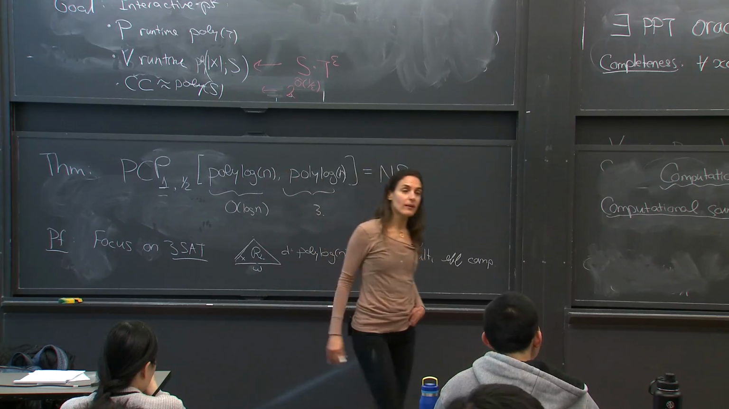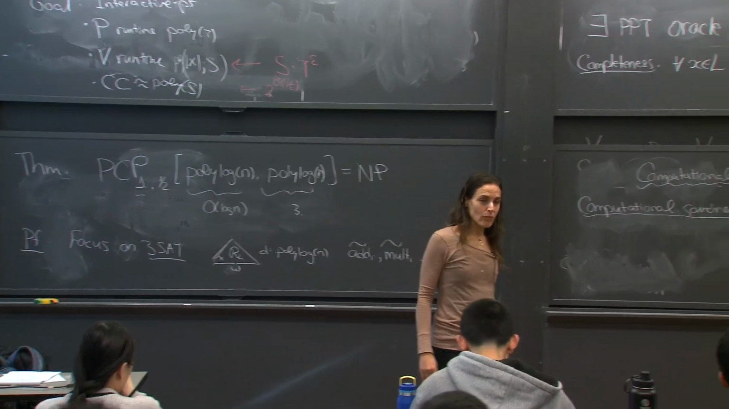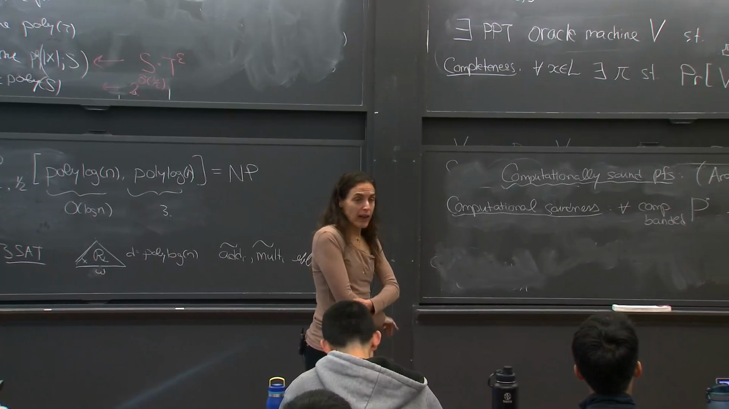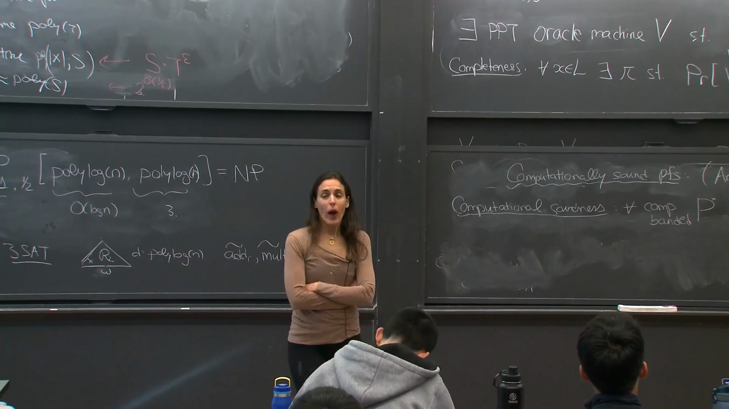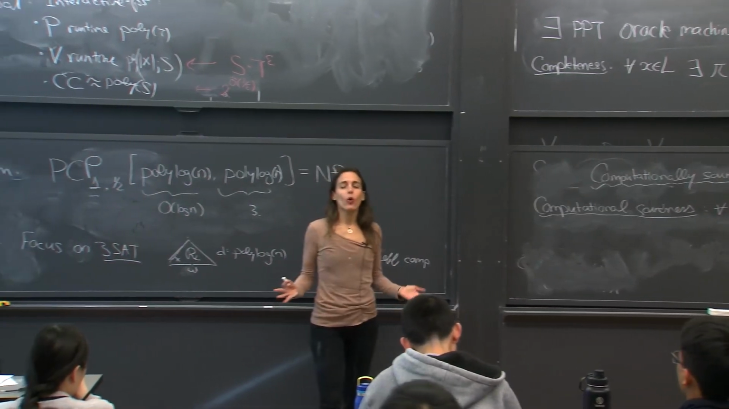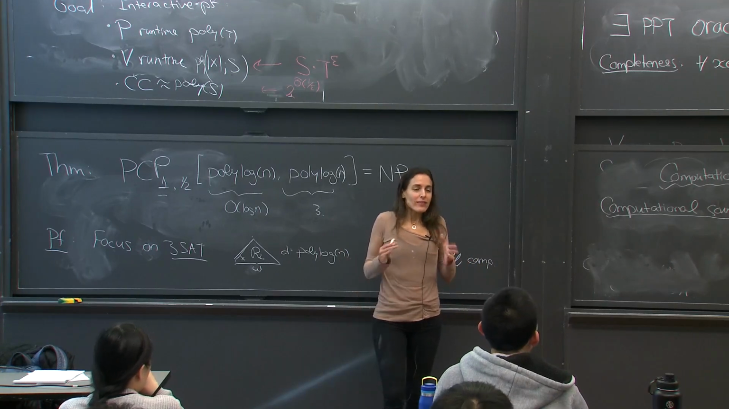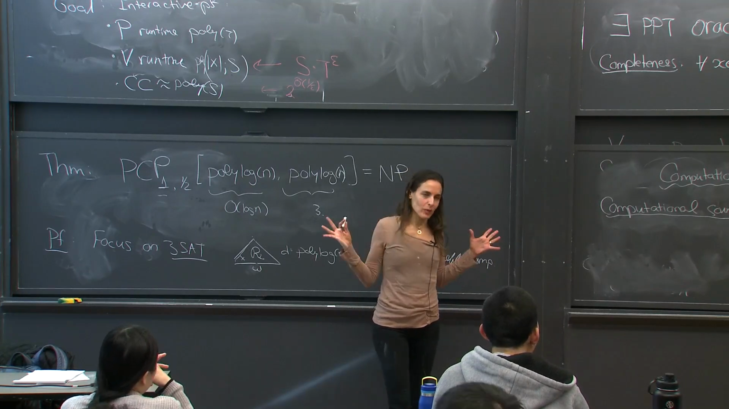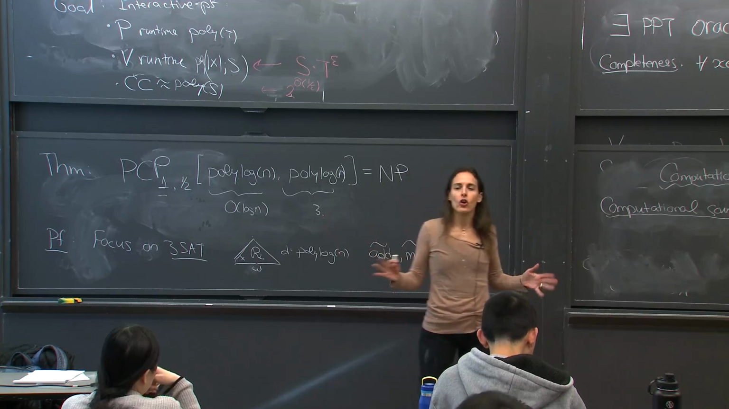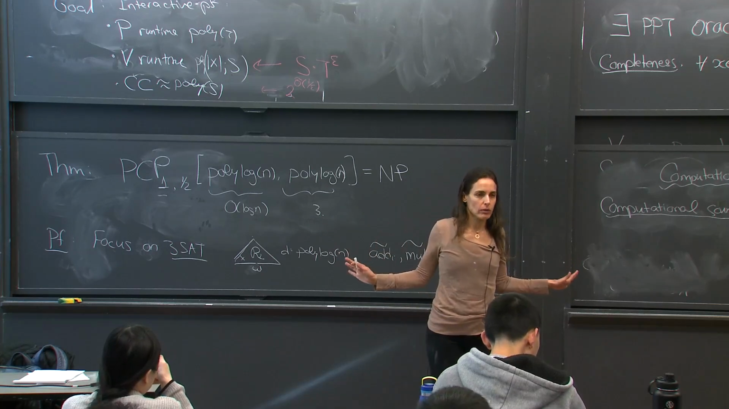Yes? Do we have a distribution over X, or literally for any X? No, for any X. So the question is about this distribution. No, I still don't want to say that you can cheat on any X. I want the same soundness guarantee: nobody can convince you of any false statement.